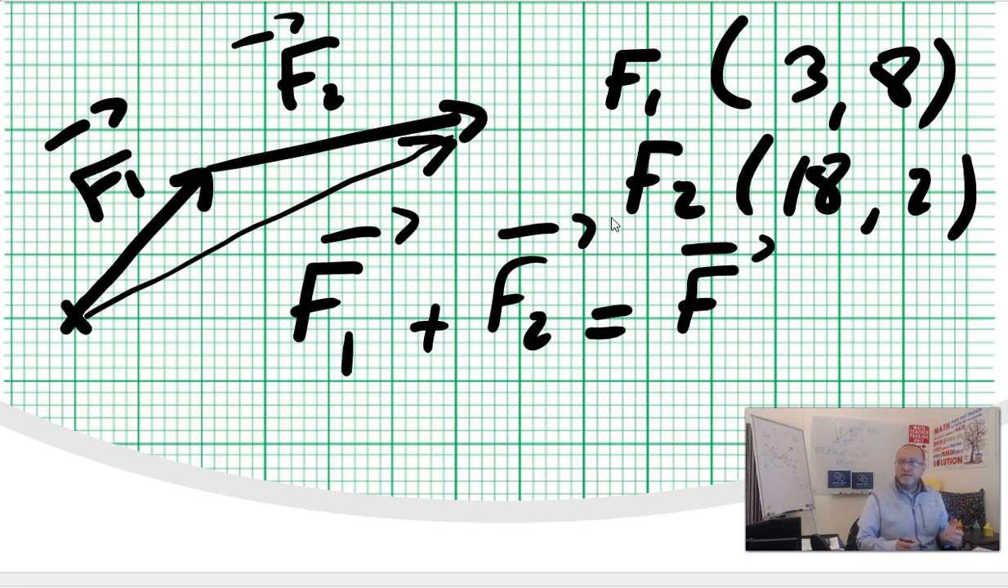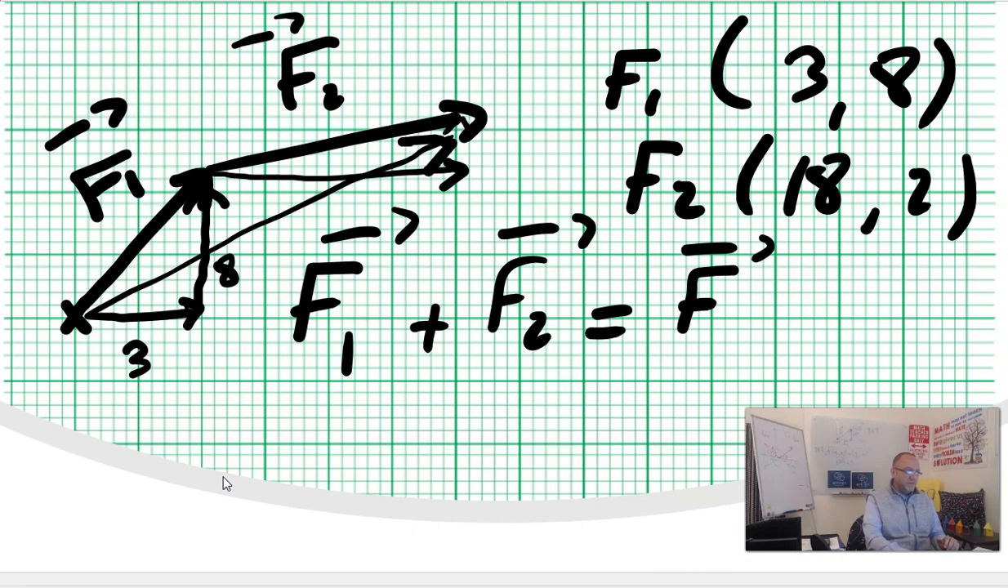So resulting vector, F is basically F of X plus F of Y. So your F of X is what? They said 3, 8. So basically, you're going here. This is your 3, and the 8 is in the vertical direction. And then for the other one, you have what? 18.